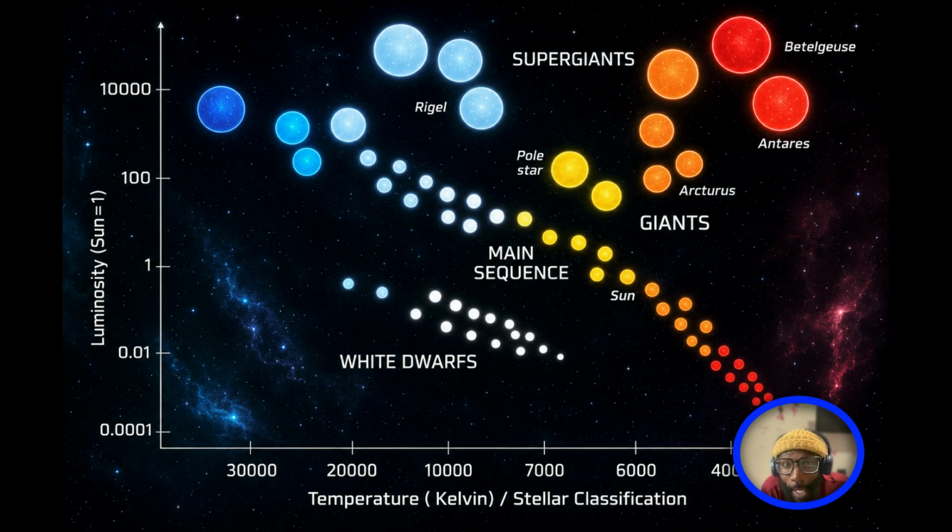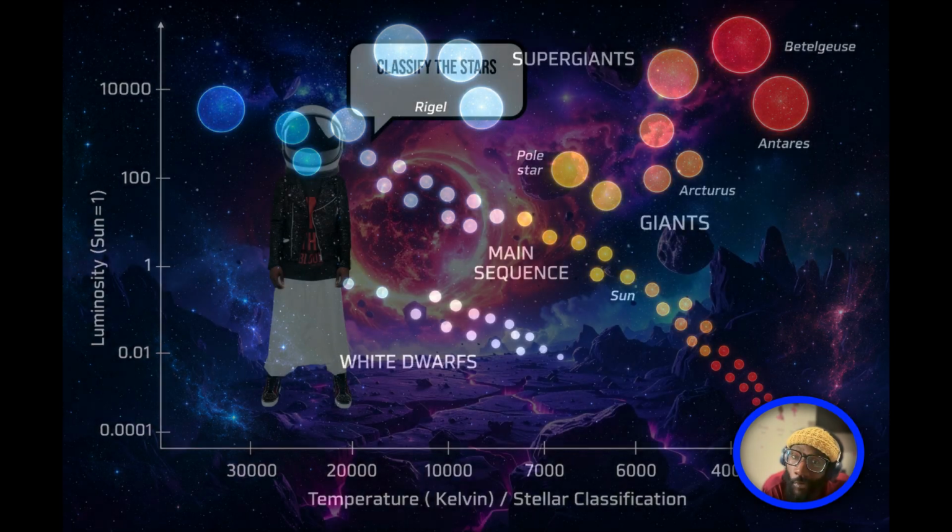That means location matters. If a star is high on the diagram, it's bright. If it's low, it's dim. If it's on the left, it's hot. And if it's on the right, it's cool.